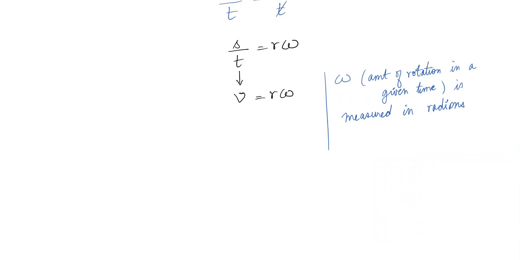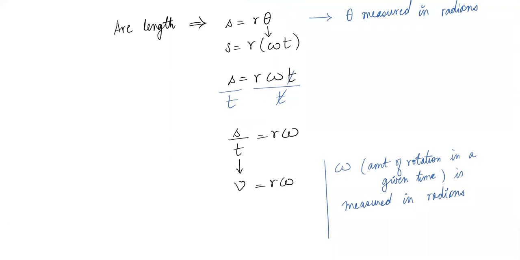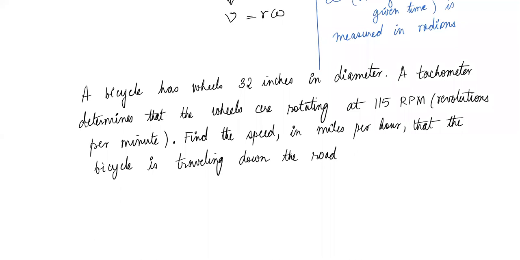So here's the next problem. A bicycle has wheels 32 inches in diameter. A tachometer determines that the wheels are rotating, that's R, fix that, at 115 RPM. RPM stands for revolutions per minute. Find the speed in miles per hour that the bicycle is traveling down the road.